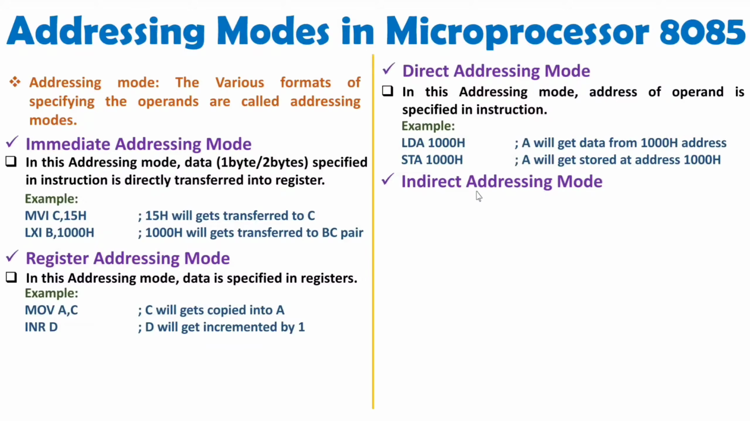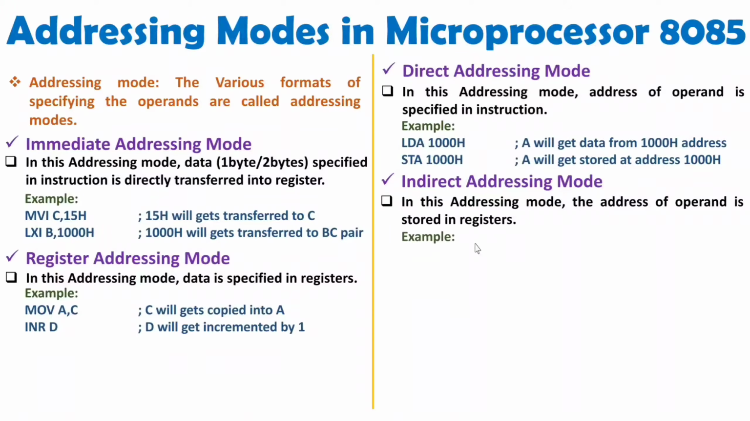Now my dear students, in indirect addressing mode, here operand's address will be indicated by register pair. So in indirect addressing mode, whatever operand that is there with us, its address will be indicated by register pair. You cannot have direct address as we have it in direct addressing mode. Here we will be having operand's address in registers. So the address of operand is stored in registers here. Let us see some examples so that will give you more clarity.